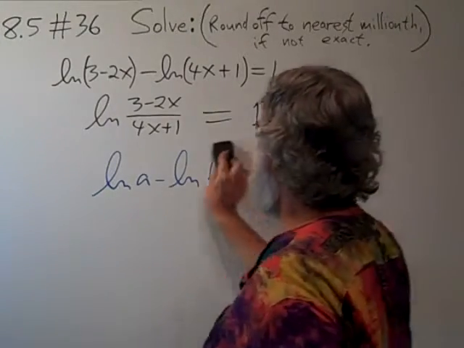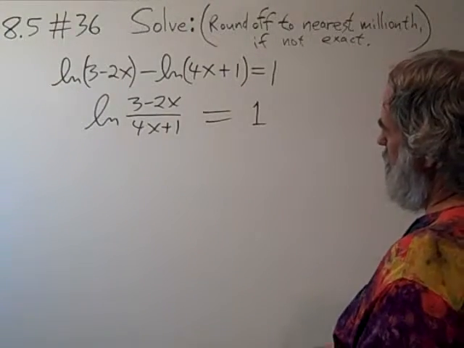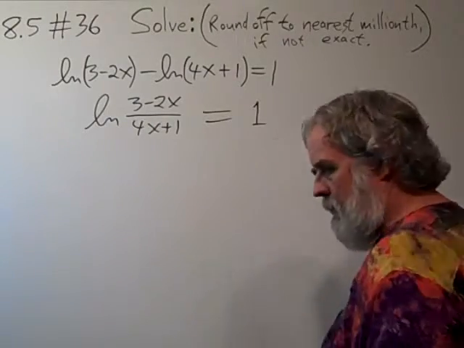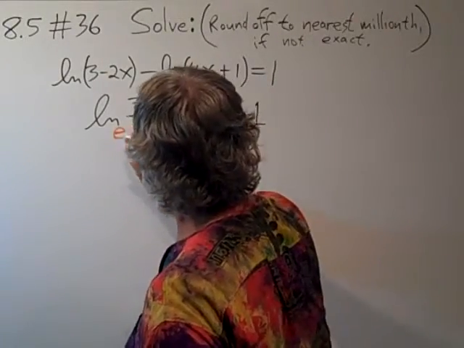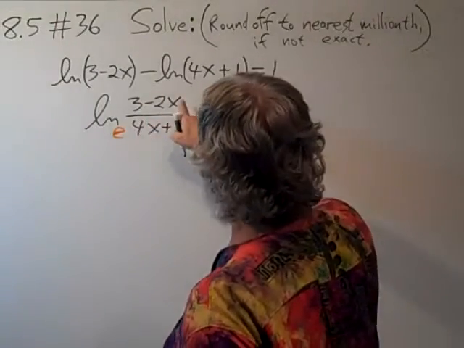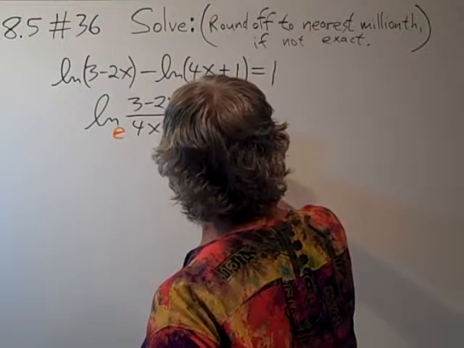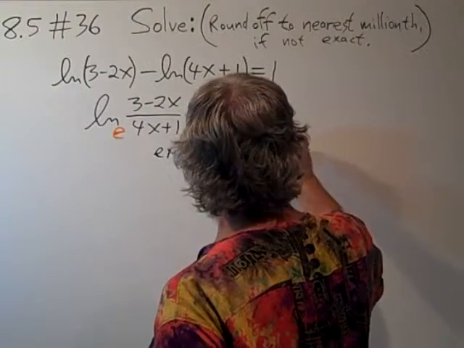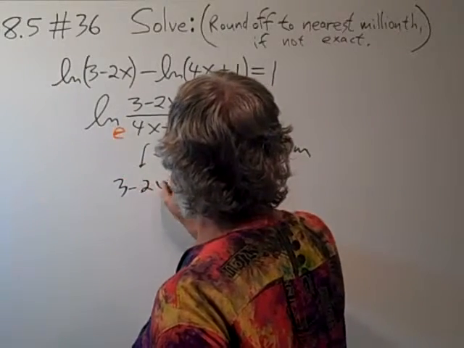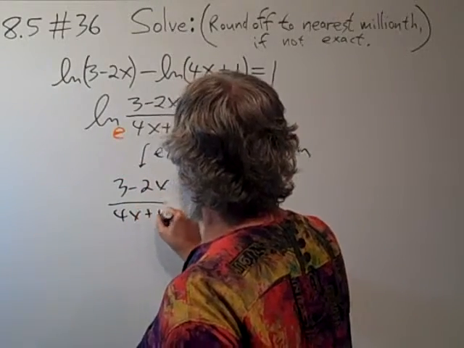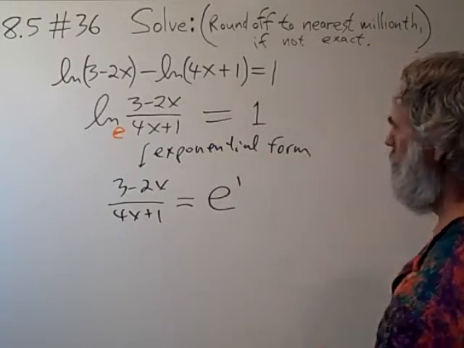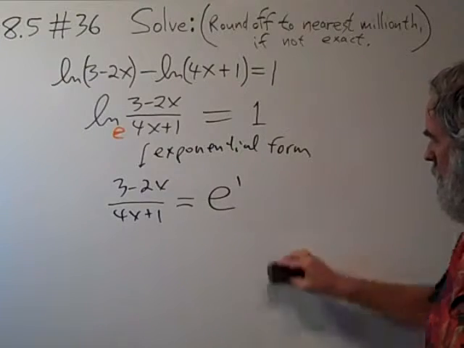Now all we have to do is write this in exponential form. This logarithm is the log to the base e. So we can write this in logarithmic form, in exponential form. This whole equation then becomes (3 minus 2x) divided by (4x plus 1) is equal to e to the 1 power, which is just equal to e.